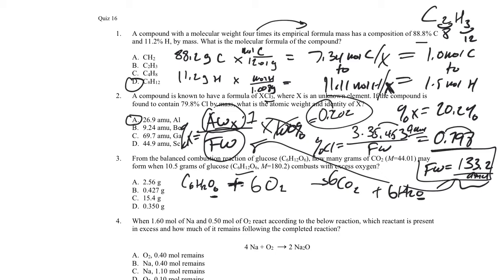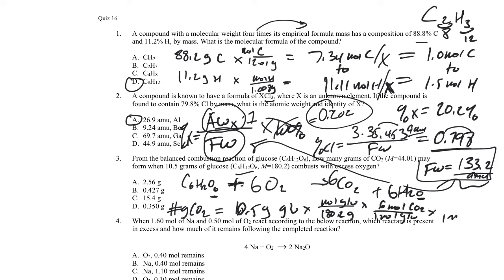And so if we want to know the number of grams of CO2 that form, that's what we're looking for. We're starting with the combustion of 10.5 grams of glucose. We're given the molar mass in the problem, 180.2 grams per mole of glucose. 1 mole of glucose produces 6 moles of CO2. 1 mole of CO2 has a molar mass of 44.01 grams.